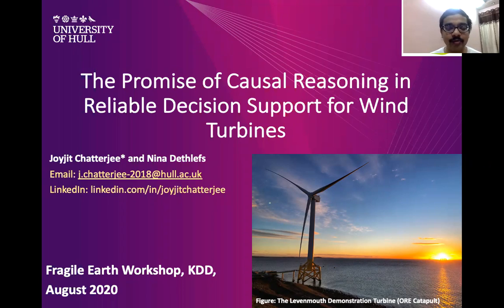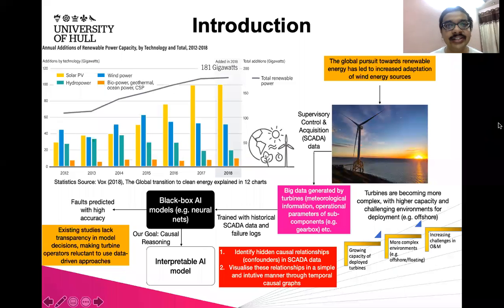In this work, I will present our approach to making wind turbines more reliable through causal reasoning. Wind energy is becoming a popular source of renewable energy alongside solar energy and hydropower, as you can clearly see in this graph. However, wind turbines are becoming more complex and being deployed in challenging environments such as offshore, with the days and years passing.